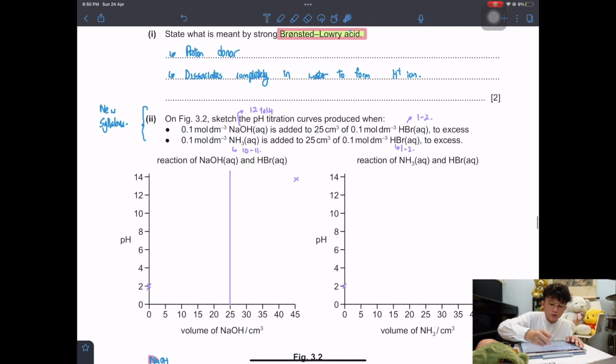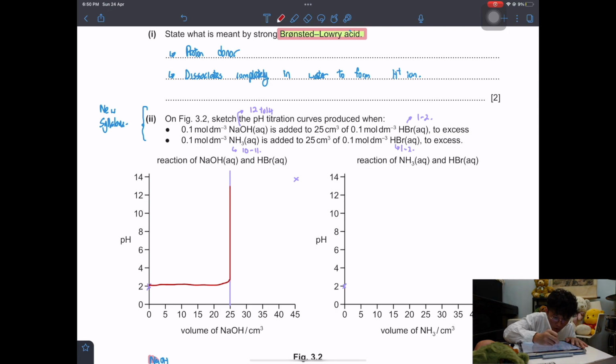Now we plot the first part first. At first, when you add base into a strong acid, the graph doesn't vary much, so it will still look like a steady line. You will not curve up, not really, just a steady line. Always remember, a strong acid and a strong base always give a steady line. You can increase the pH a little bit. At 25, you get a sharp increase, or we call it a sharp drop.